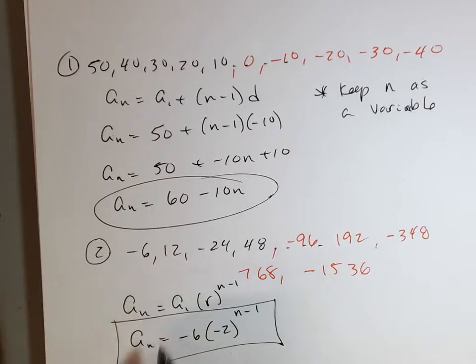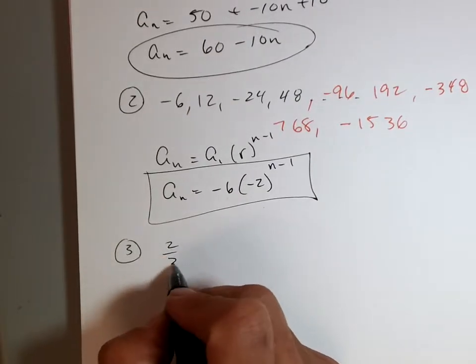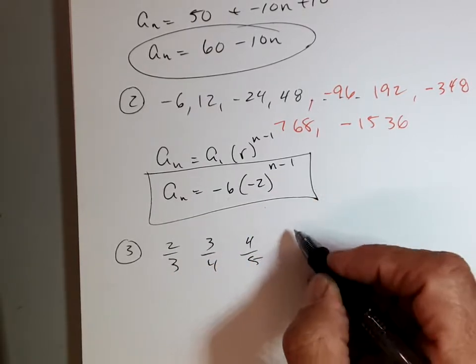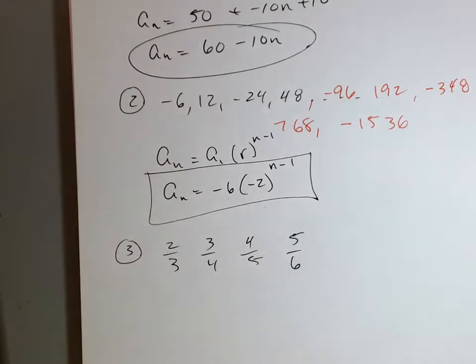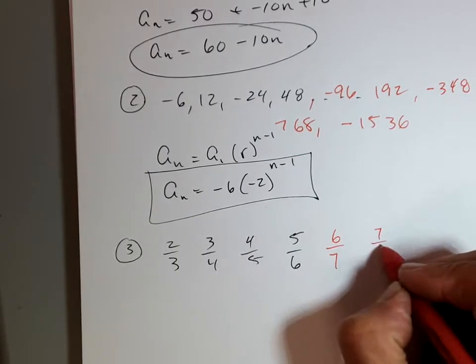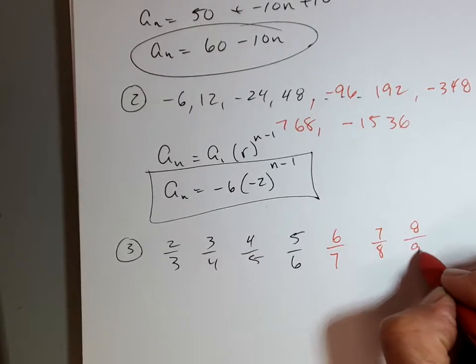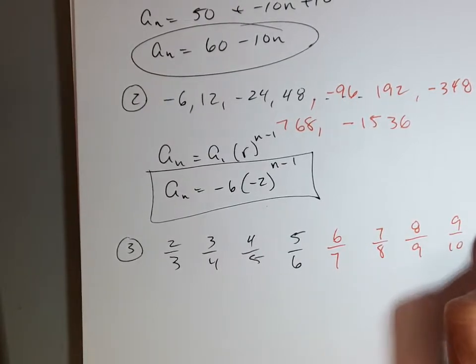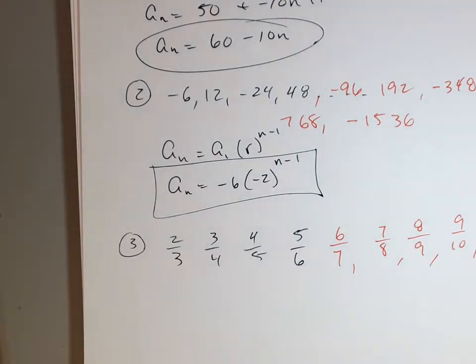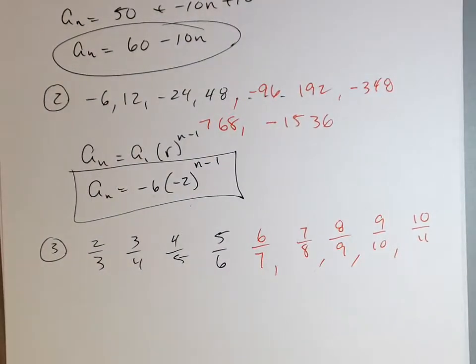Okay. Number 3, I've got 2/3, 3/4, 4/5, 5/6... What's going on? It's adding by 1. So I'm going to get a 6/7, a 7/8, an 8/9, a 9/10, and a 10/11. Right? You see the pattern? Because this is neither arithmetic nor geometric. You're not multiplying by the same thing, but there's a pattern.